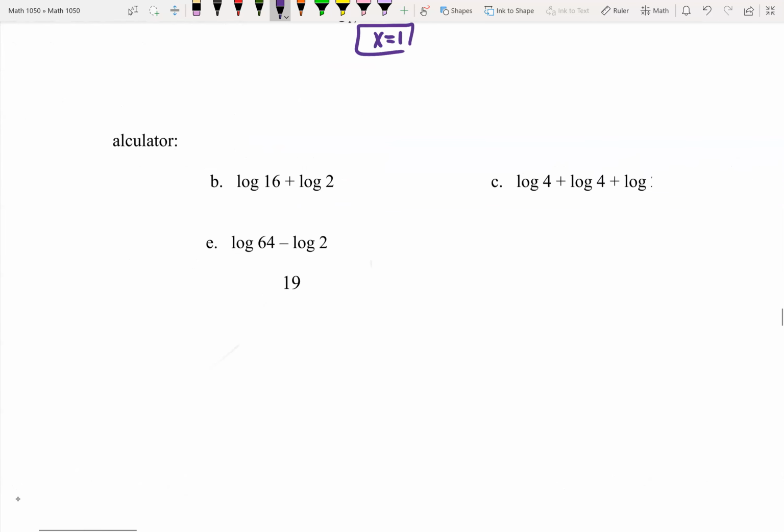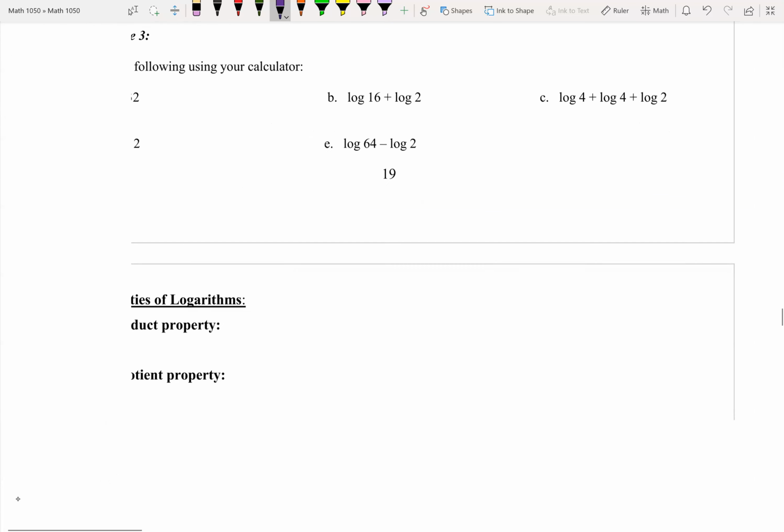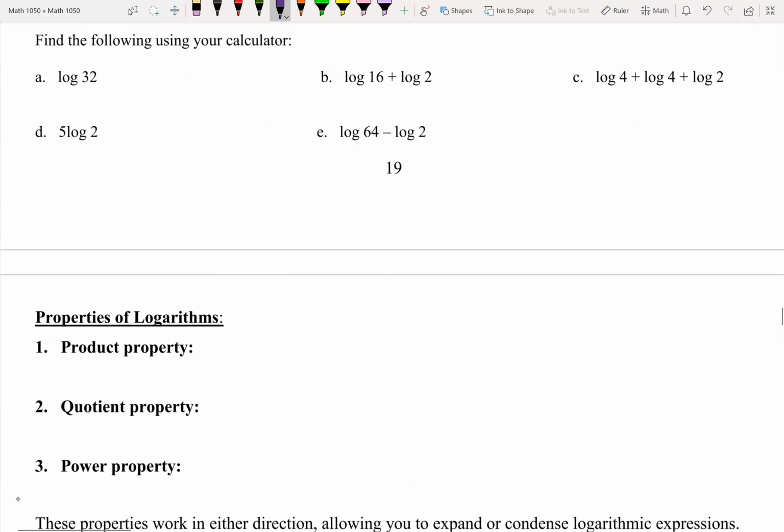Grab your calculators. Look at these 5 problems. Just freeze and look right here before we start doing this. They all are different. Every single one of those is different. Right? Now grab your calculator and go log 32. Close it off. Hit enter. Let's write it to 3 digits, 1.505. Let's do the next one. Log 16, close it off, plus log 2, close it off, enter. I got exactly the same thing.